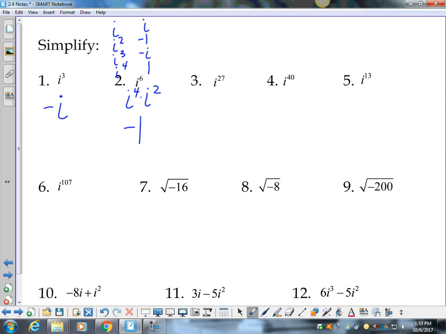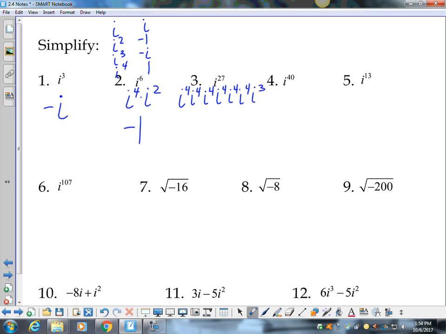i to the 27th. Okay, well again, I want to pull all the i to the fourths I can out. So let's think about this. How many i to the fourths go into 27? That would take me up to 24, right? And then I'd have 3 left over. So there's 4, 8, 12, 16, 20, 24, and then I need 3 more.